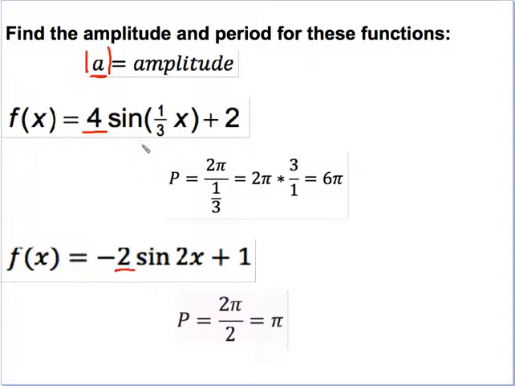And then for your period, just remember to find your period, it's 2 pi divided by your b value for sine. So for here, your b value is 1/3. Anytime you have a fraction, you have to multiply by the reciprocal. So you get 2 pi times 3 over 1, since the reciprocal of 1/3 is 3 over 1. And then you can't cancel out a pi, so you just multiply the 2 times 3 and you get 6 pi. Right here, your b value is 2. Those cancel out and you're left with a period of pi.